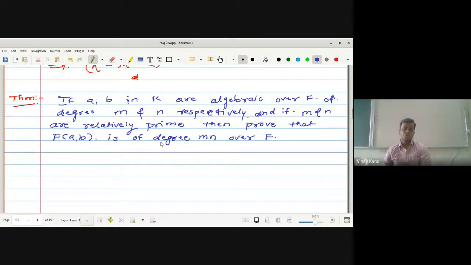We have seen in the previous theorem that the degree of F of ab over F is at most mn. But here, m and n are relatively prime numbers. Then the degree of F of ab over F is mn, where a is algebraic over F of degree m, and b is algebraic over F of degree n. Okay, now look at the proof.